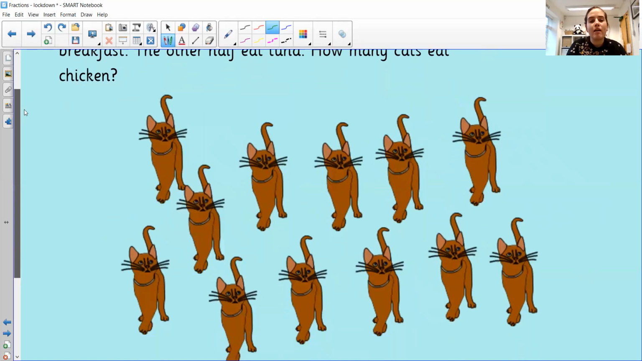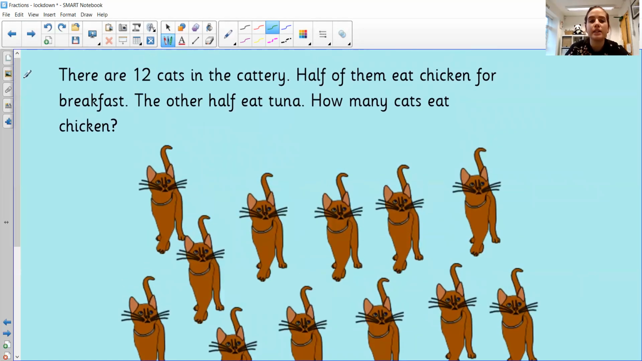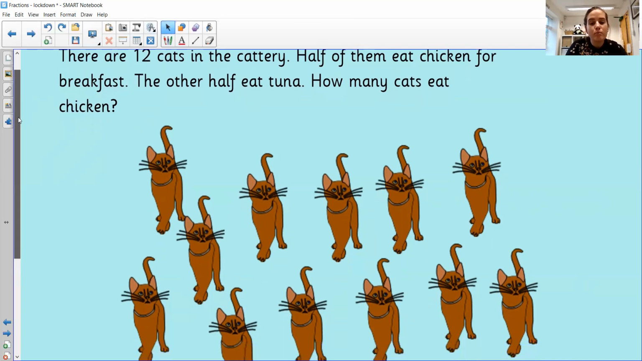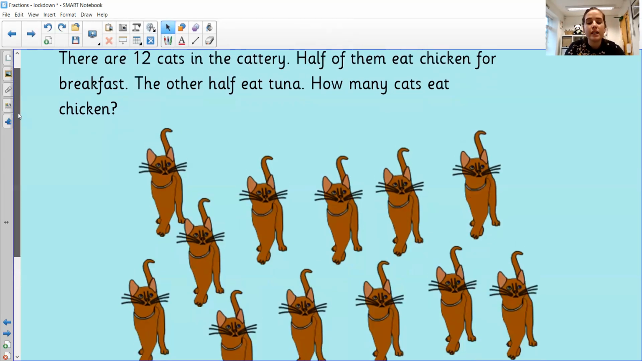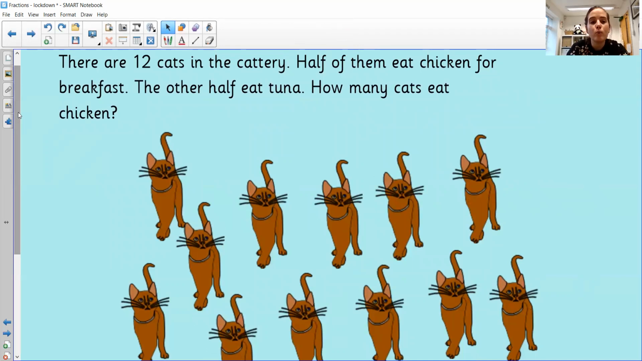Okay, back to thinking about our numbers, and with this representation, with these pictures, we're going to think about our representation that we're going to use. That's what I wanted to say. Which model we use alongside this. So let's start off. There are 12 cats in the cattery. Half of them eat chicken for breakfast. The other half eat tuna. How many cats eat chicken?